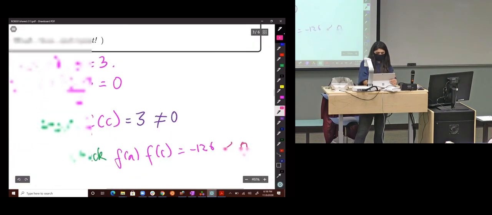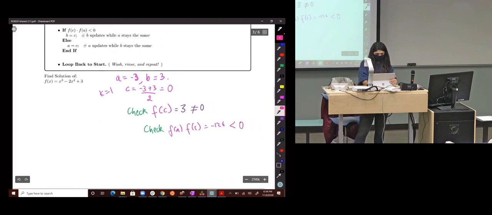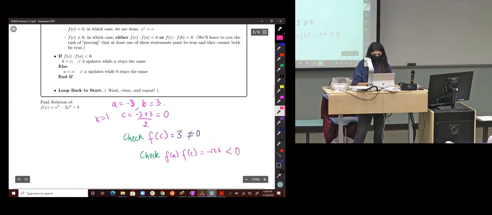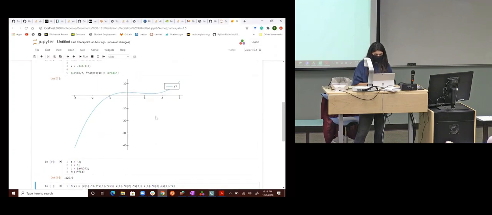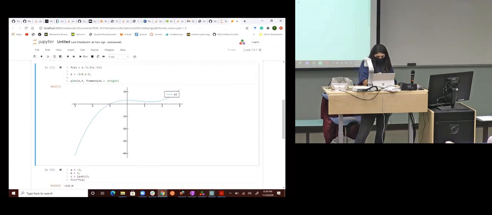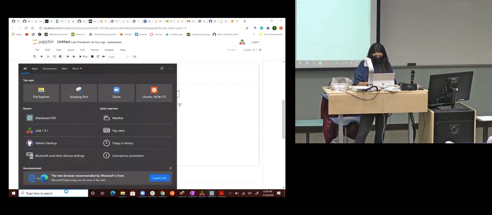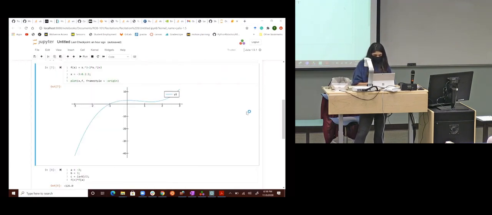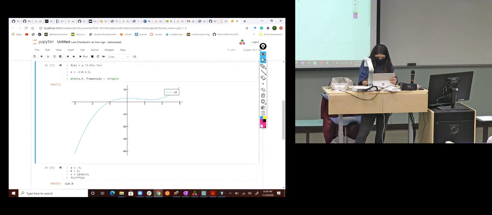Well, when it's less than 0, let's go back to our code. Why does that hold true? So for our plot, we had this was A, so this was A1, and this was B1.